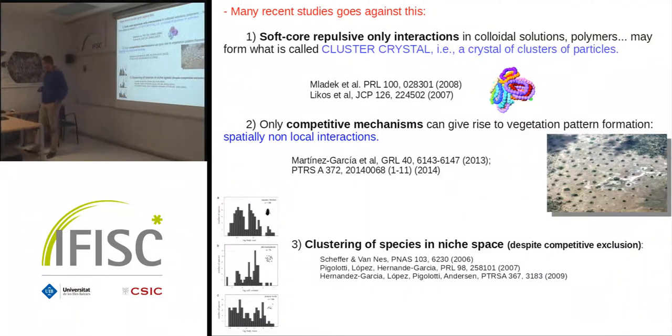Also, with Ricardo in his thesis, we focused on vegetation patterns, and we already saw that only with competitive mechanisms, I said before that the general belief is that you need competition and you need facilitation, but what we saw is that with only competition, you can have patterns. The reason why is that we need another ingredient, apart from competition. That you need somehow non-local interactions.